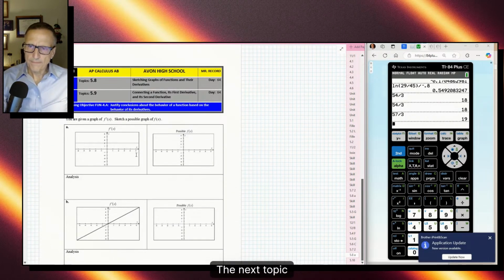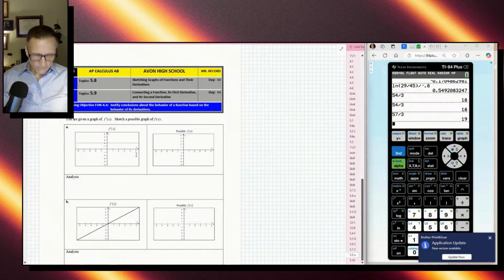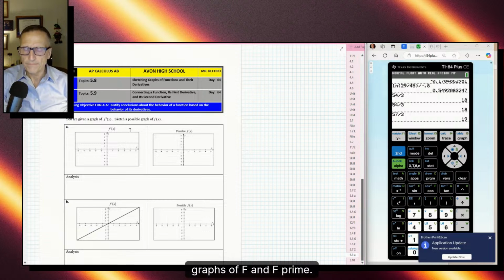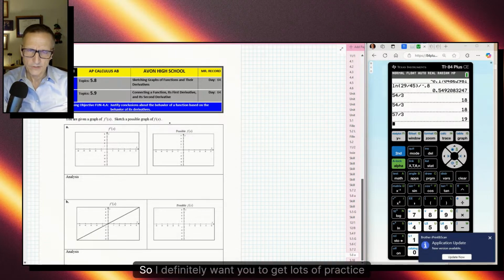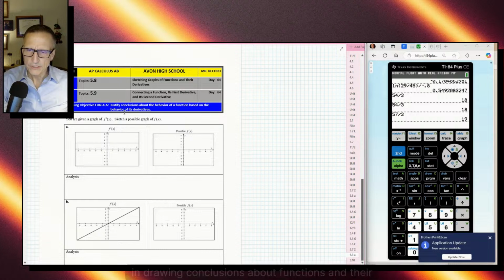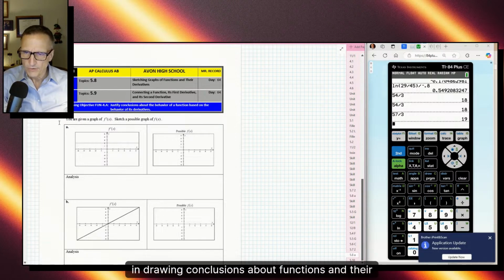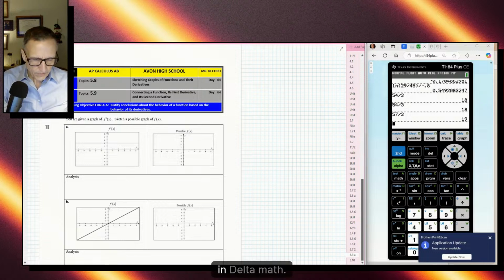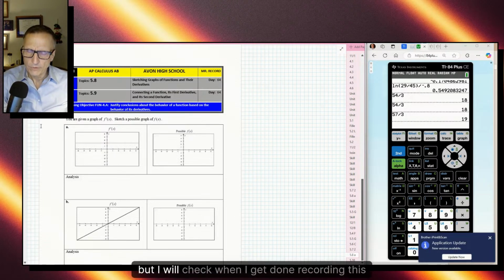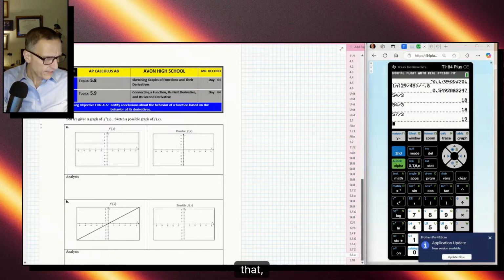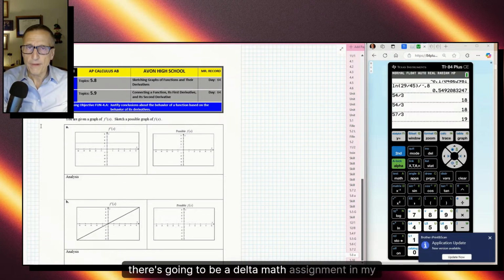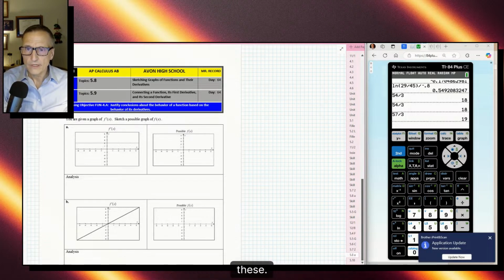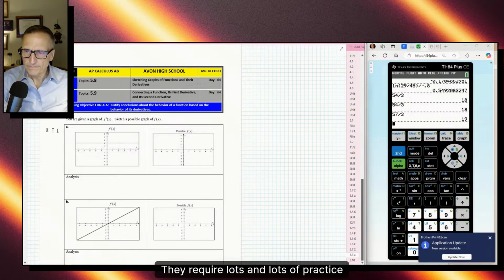All right, the next topic that I want to go over is graphs of f and f prime. These can be very confusing. So I definitely want you to get lots of practice in drawing conclusions about functions and their derivatives based on graphical analysis. I will post in Delta Math, I think I already have it there, but I will check when I get done recording this, that there's going to be a Delta Math assignment in my AP Calc Delta Math that will allow you to practice these. They require lots and lots of practice.